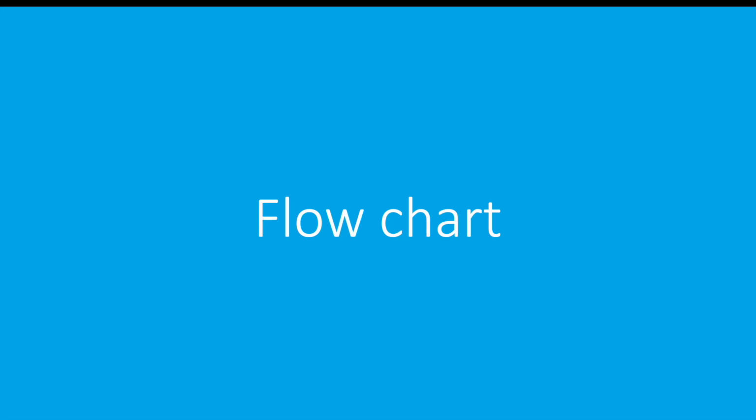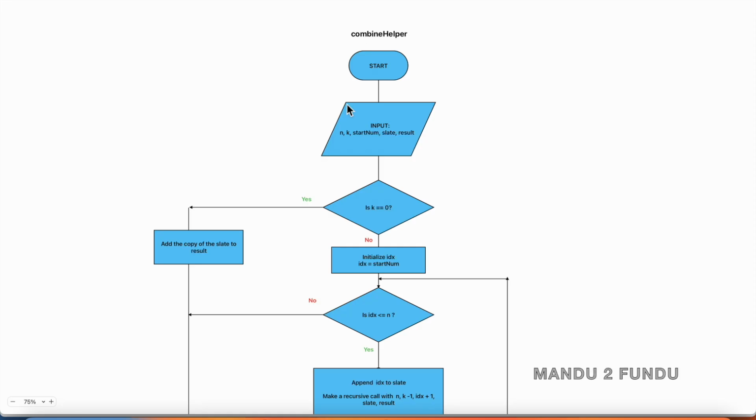Let's look at the flowchart. Input for this combine helper procedure is variables n, k, start num, slate, and result. First we check whether k is equal to 0. If so, we have generated the combination of the required size. So we create a copy of the slate and then add that copy to the result slice.